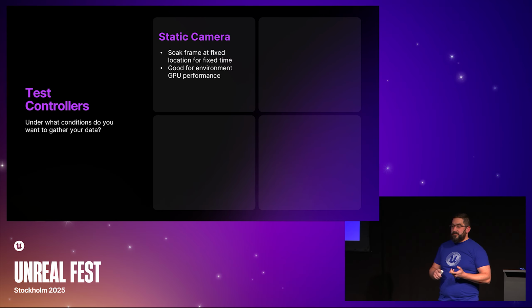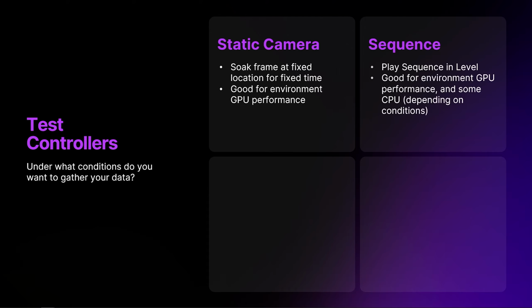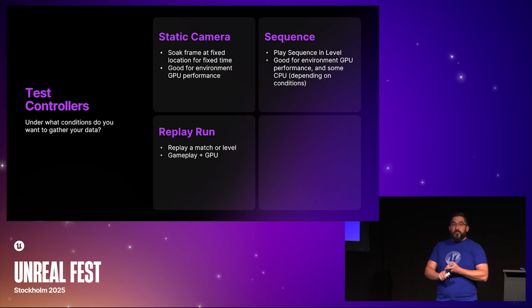So for us, we have static camera, where we go to a different camera in the world and soak for a fixed amount of time. This is good for GPU performance, and depending on what you're pointing the camera at, could be good for some other things, but I'll leave that up to you. There are sequences, which play a sequence in the level, really good for environment GPU performance, and depending on how you set up your sequence, could be good for CPU. Replay runs are great if you have a network replicated game already, because you can replay a match or a level. This is going to give you some good results for gameplay as well as GPU.